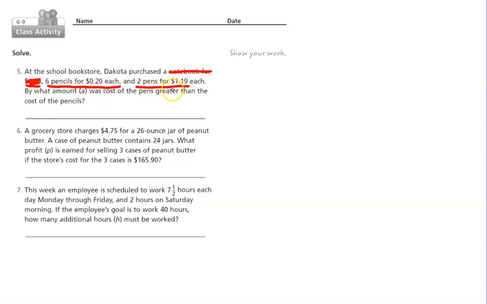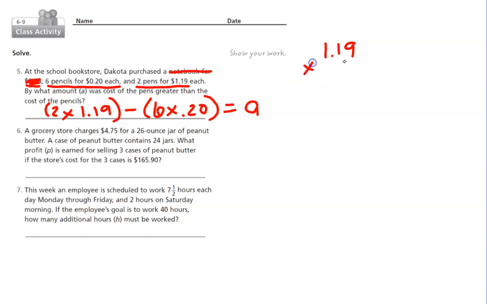So let's start with the pens first. That's basically going to be 2 times $1.19 first. And I want to find the difference between those two, which is subtraction. And so then I'm also going to find 6 times 20 cents each. And that will then tell me what they labeled as A. Okay, so let's do $1.19 times 2 over here.